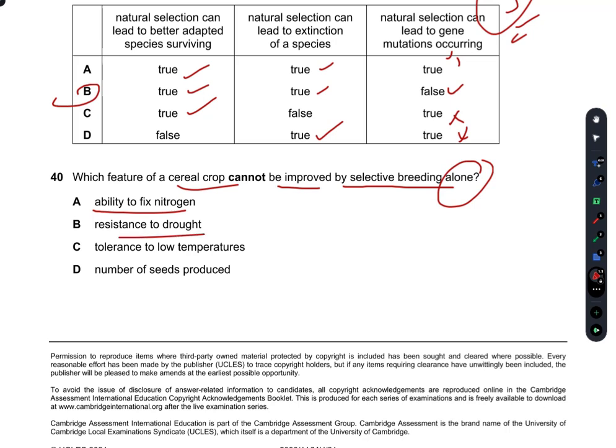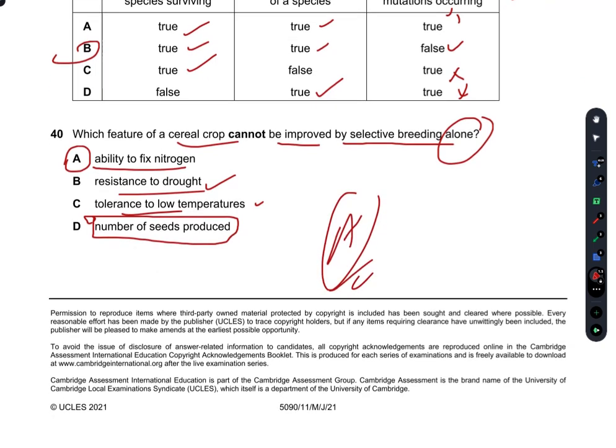Resistance to drought can be increased. Tolerance to low temperatures can be increased. Number of seeds produced can be increased by mating with the species which have a greater rate of reproduction and a greater amount of offspring being produced. So yes, A is the right option.